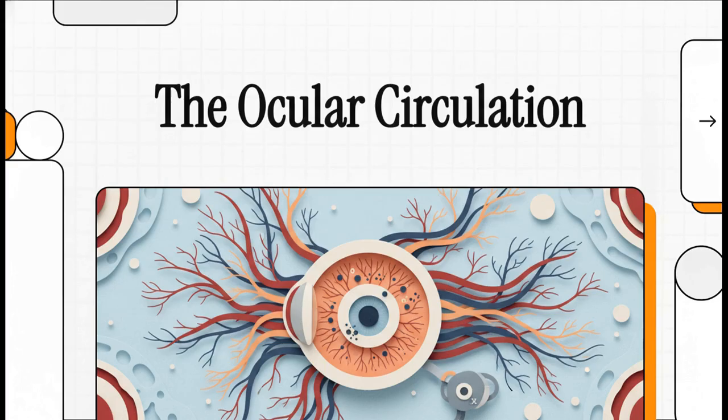Even though the eye only accounts for a tiny, tiny fraction of your body's total mass, it actually possesses one of the richest, most highly regulated vascular systems in the entire human body. Every single second, your retinal neurons are just devouring enormous amounts of oxygen. And even a brief interruption in that pipeline, well, that can mean permanent vision loss.